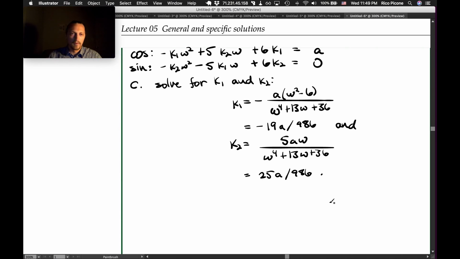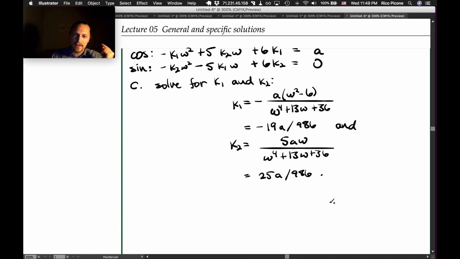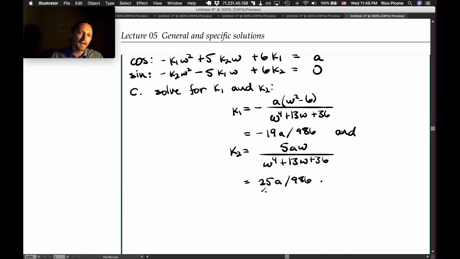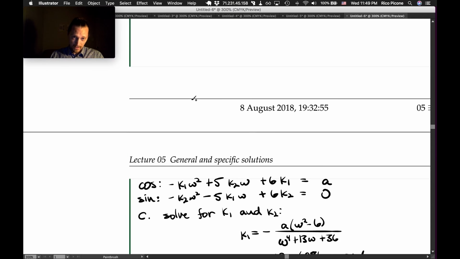Great. So we've got our K1 and K2. We have determined our coefficients, right? So that was our particular solution. We know that it was a particular solution because we could find a K1 and K2 that solved this system of 2 equations and 2 unknowns. And now we know what those coefficients are, K1 and K2.